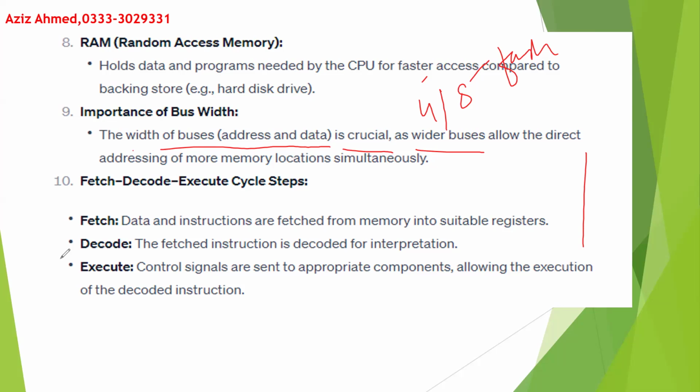They allow direct addressing of more memory locations simultaneously. So if you have more address and data byte bus width, it will have a greater number of memory locations. It becomes double. Again, the fetch, decode, execute cycle.